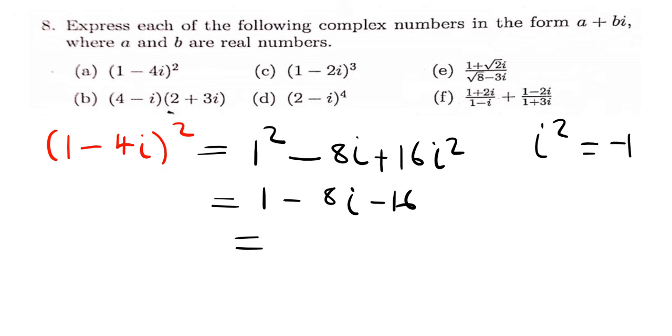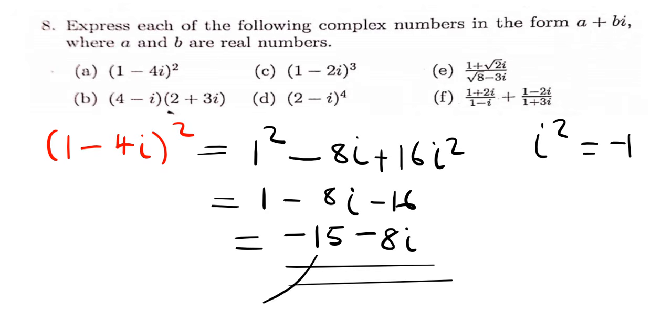Then I solve. In this case, I'm going to put the numbers together and the imaginary part alone. Now I've got 1 minus 16, so I'm going to have negative 15 minus 8i. This will be my final answer. I've got the real part and I've got the imaginary part. That is the form they want.